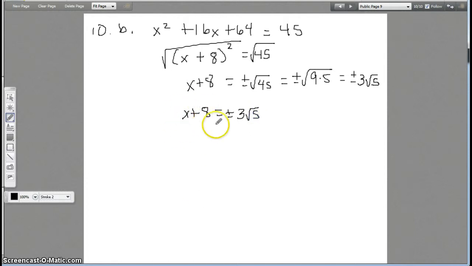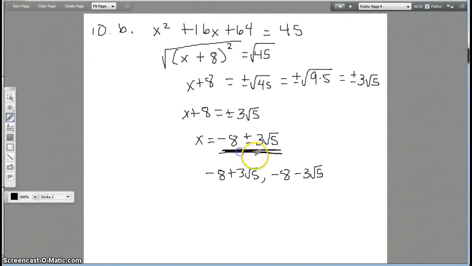Now, right now I'm adding 8 to our x, so I need to subtract 8. So x is equal to negative 8 plus or minus 3 square root 5. And you can stop right there for your answer, or you can write it out as two separate answers. Negative 8 plus 3 square root 5 and negative 8 minus 3 square root 5. I'm fine with you leaving it in this plus or minus form because it does have a radical in it. So now let's look at part C.